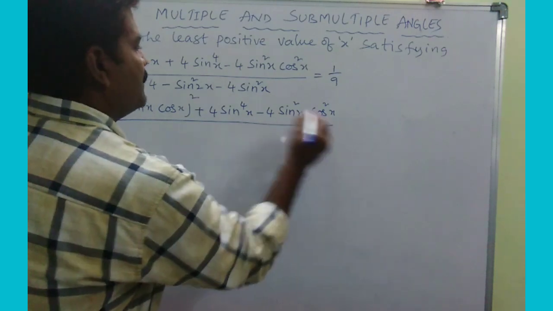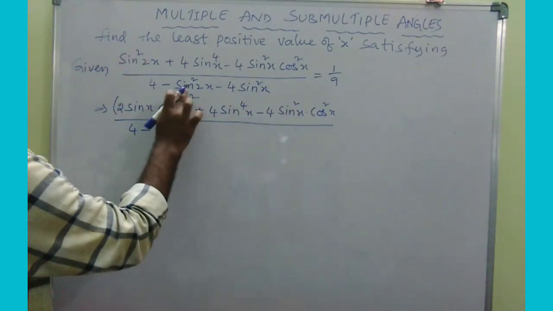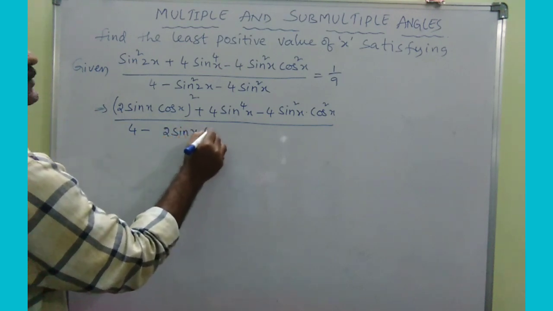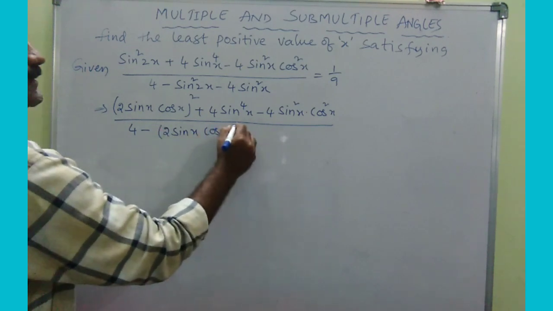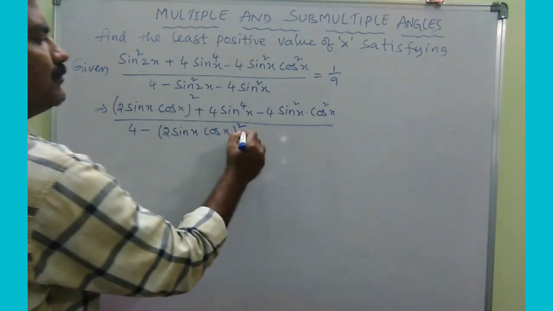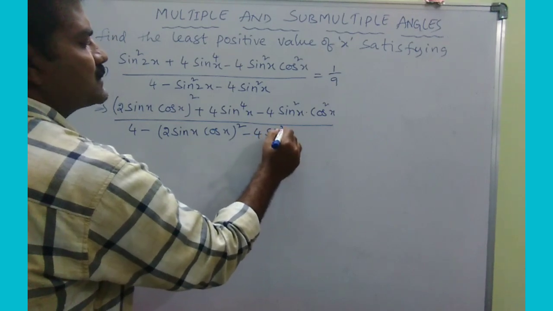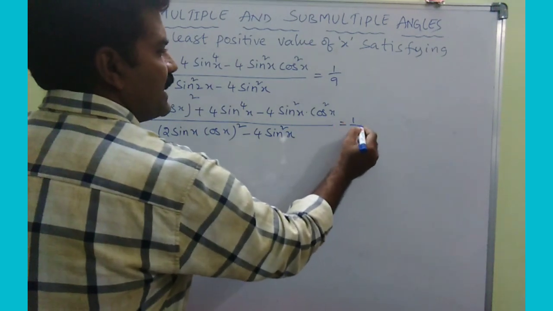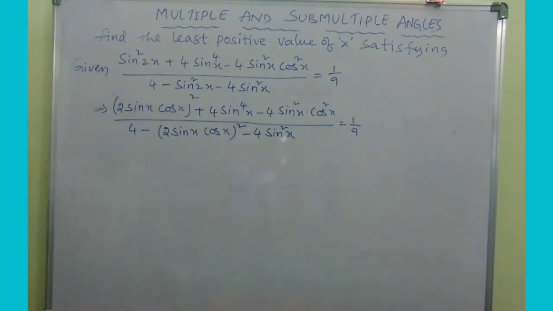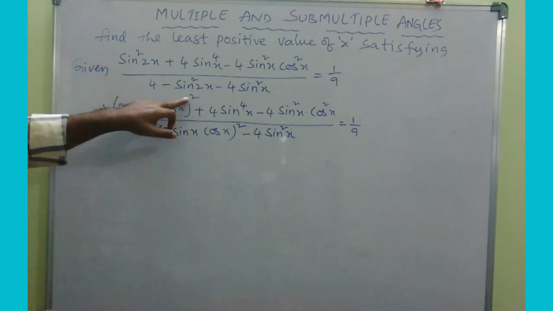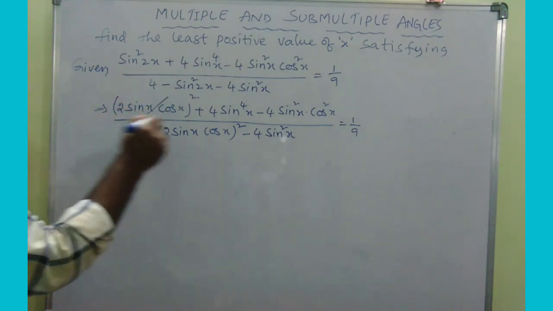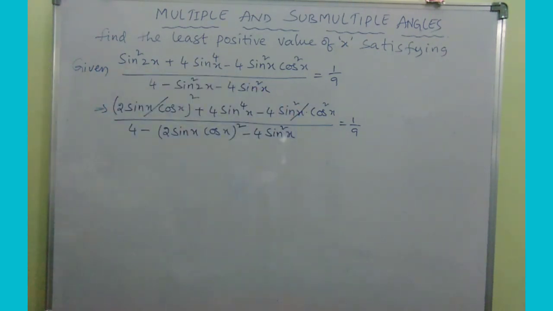Okay, whole divided by 4 minus once again sin square 2x. So sin 2x is 2 sin x into cos x, finally whole square, minus 4 sine square x, which is given as 1 by 9. Now what is this on squaring? This is nothing but 4 sine square x cos square x. So this term and this term cancel. One is positive and the other one is negative.